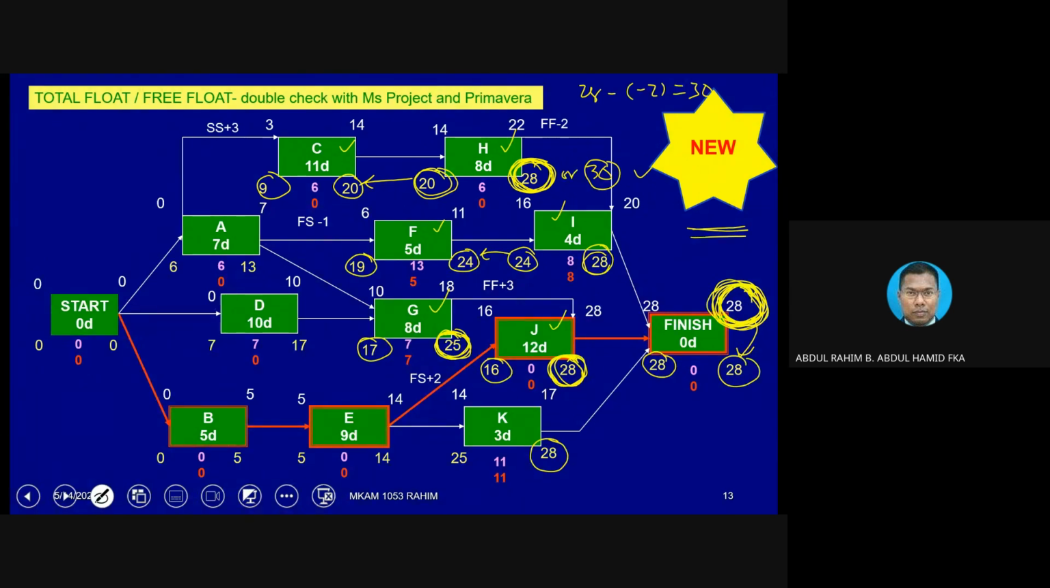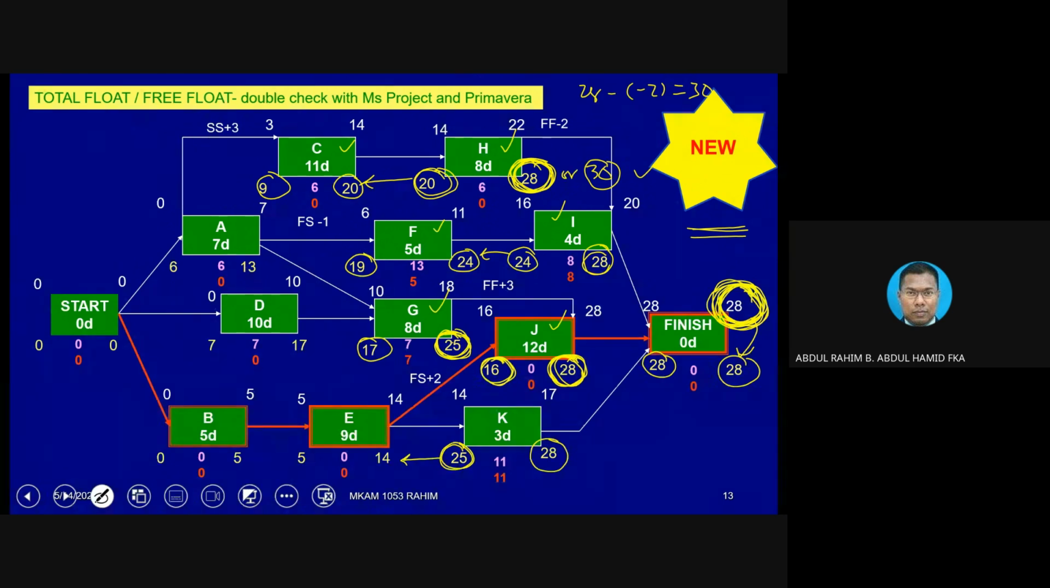How about K? K is straightforward. 28 minus 3 equivalent to 25. Okay, 25 here. And then E. You need to be very careful with E, because for E there are two arrows coming back. One is coming from K, 25. If you transfer 25 here, it looks like a big value. But how about if E is coming from J? The value that we need to take into account is 16.